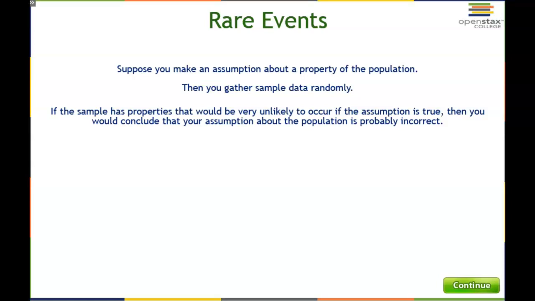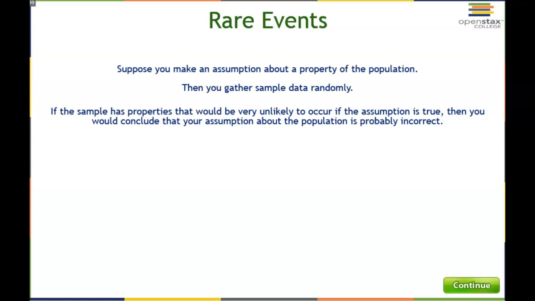Now, remember, your assumption in the beginning was just an assumption. It's not a fact. It may or may not be true. But because your sample data are real and the data is showing you a fact that seems to contradict your assumption, you might make the wrong decision about your original assumption because of that rare event happening.